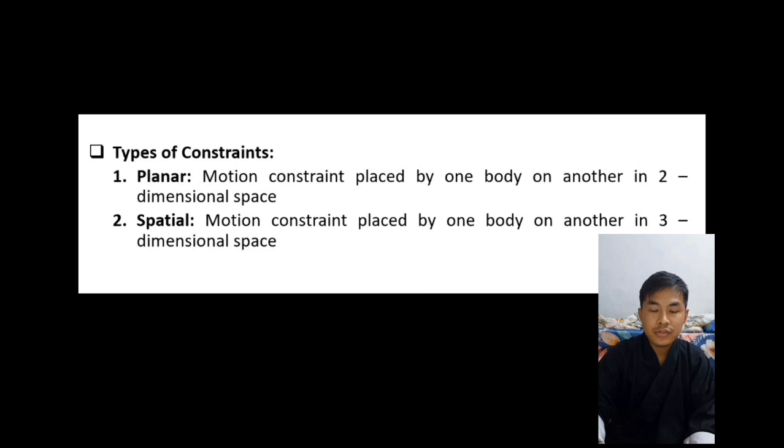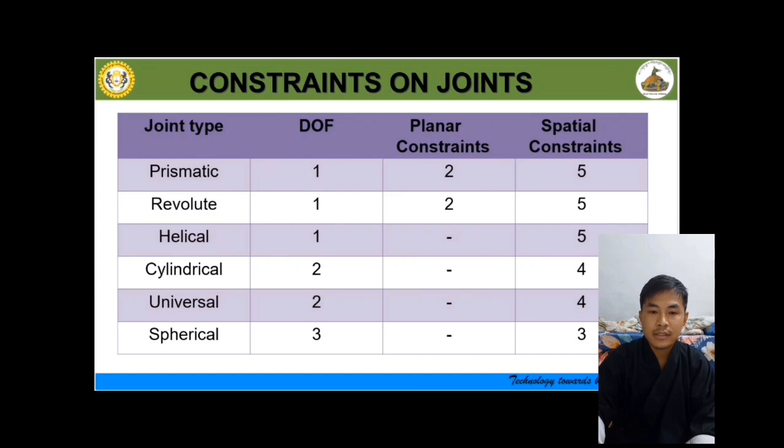And constraints on a joint are used to restrict the relative motion between the 2 components at a joint, resulting in the degree of freedom of a rigid body system. And for the type of constraint, we have 2 types, that is planar constraint and spatial constraint. And the table given is used for understanding the constraint on a joint.